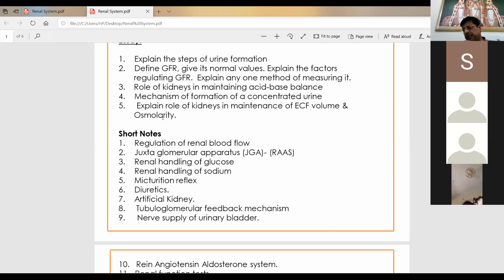Okay, there is a separate chapter in Guyton. There is a separate chapter very nicely in Guyton and Ganong also. They describe the role of kidneys in the maintenance of ECF volume and osmolarity. So please read up that.